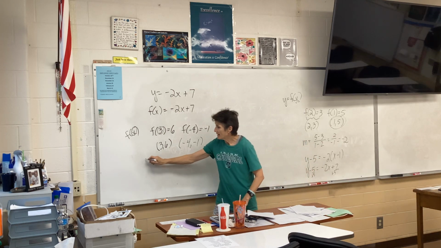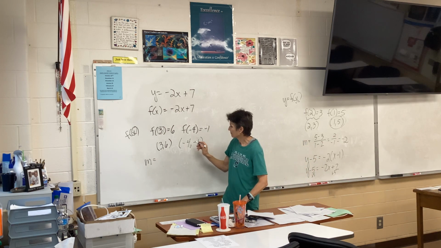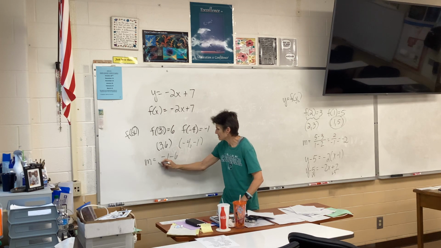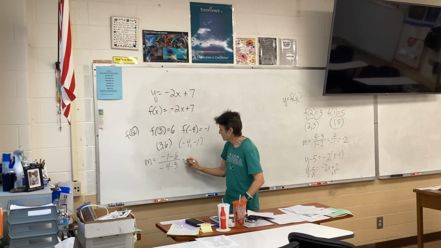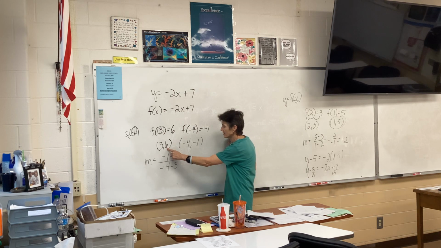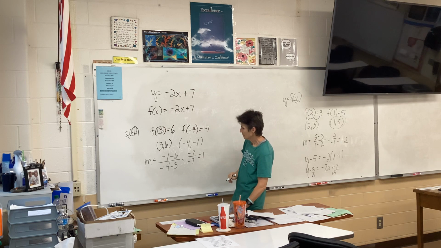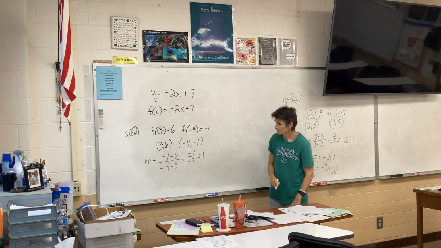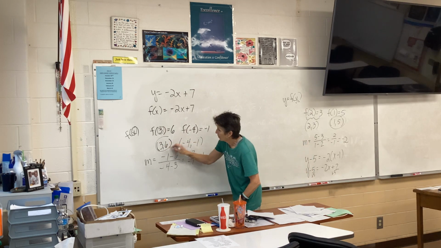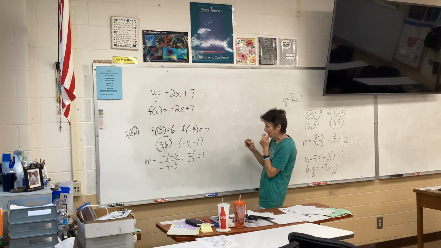So we're writing a line, so we start with slope: negative 1 minus 6, and negative 4 minus 3. So let's see, that's negative 7 over negative 7. Oh my gosh, did you get 1? Your slope is 1. Pick a point. I'll pick that one because it looks easier.